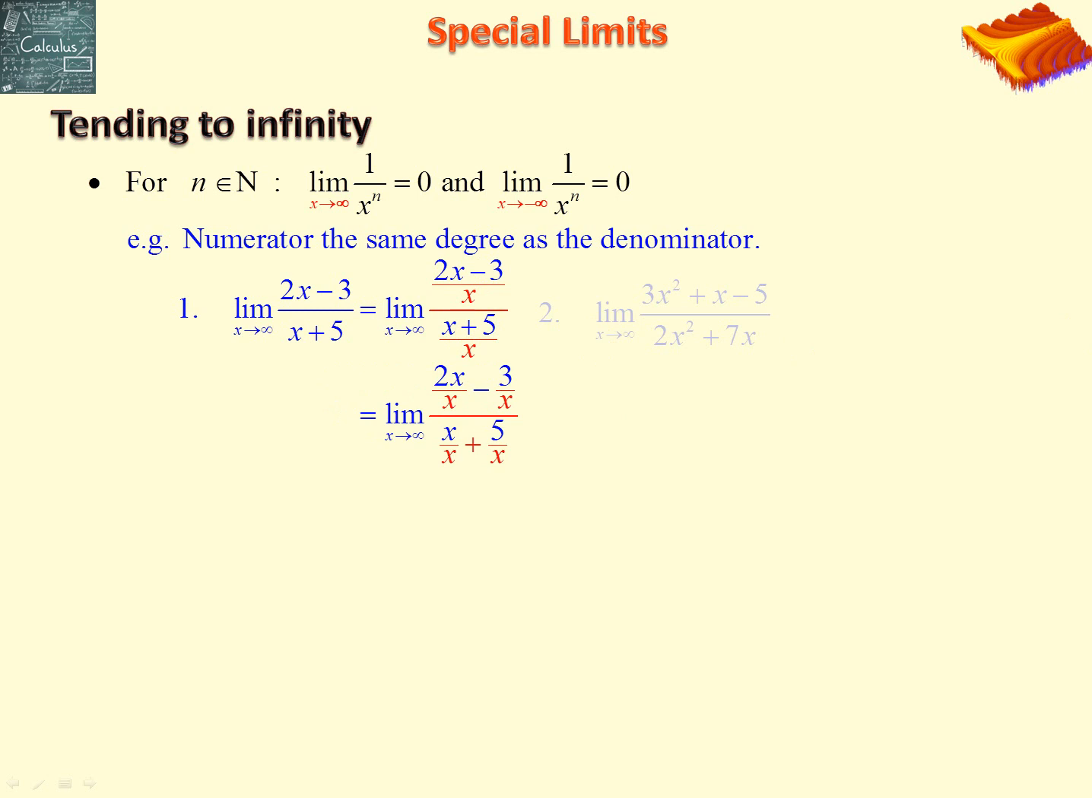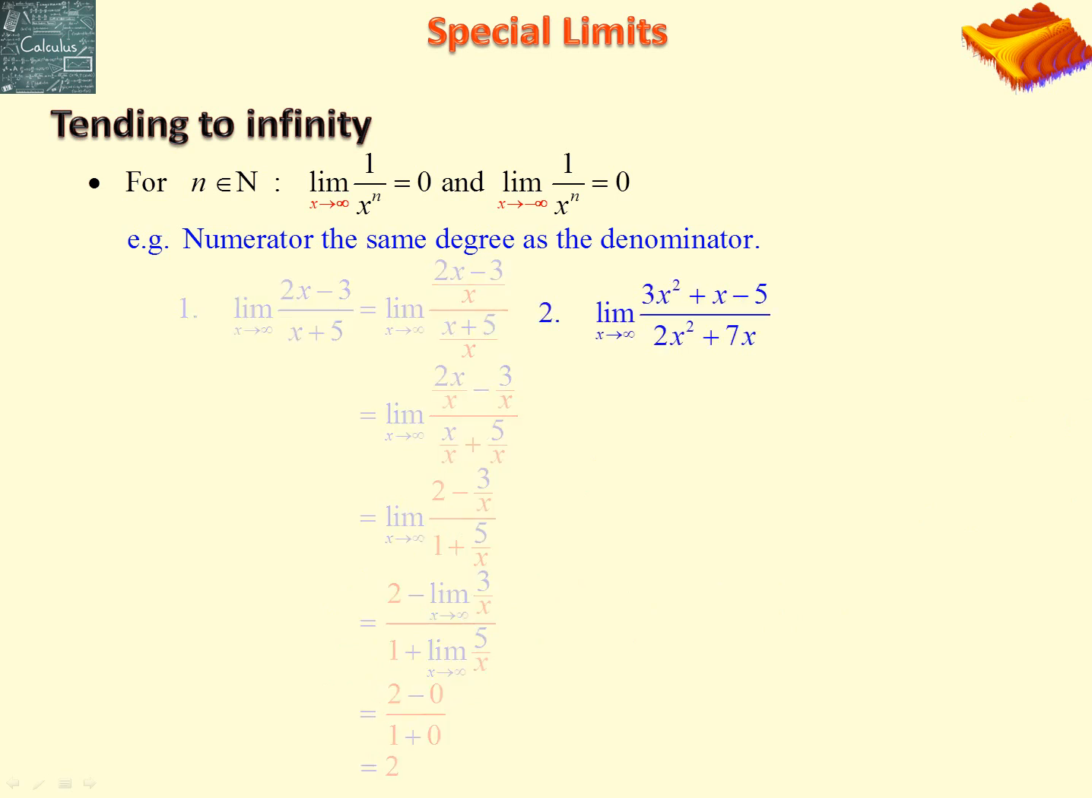Separating those out and simplifying. Now I can distribute those limits. So the limit of 2 is 2 and the limit of 1 is 1 because they're constants. So we end up with these two limits there. And we've already established the limit of 5 over x as x tends to infinity is 0, and 3 over x the same. So therefore the limit is 2.